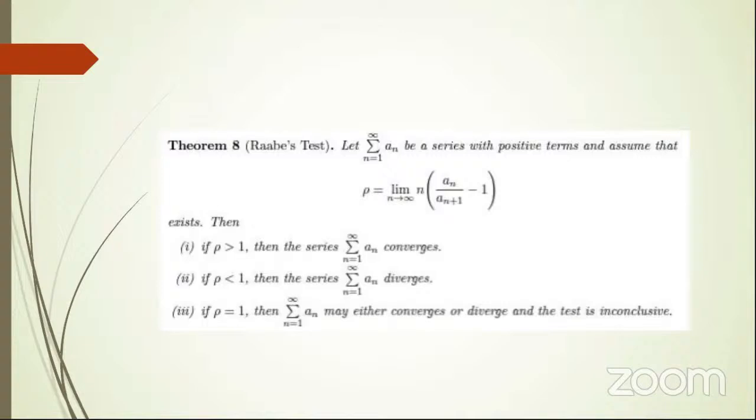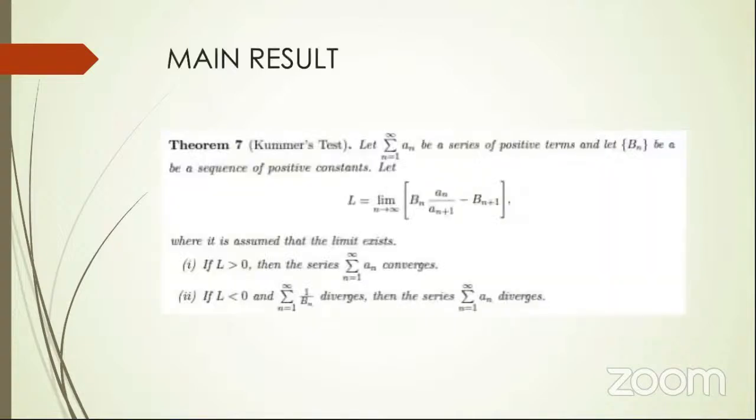So after introducing this advanced test, and proving them and giving some examples, she also introduced a corollary of Raabe's test, where in general, when the limit is greater than 0, the sequence, the set containing a sub n, converges to 0.